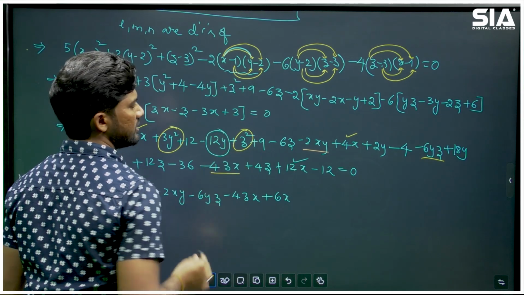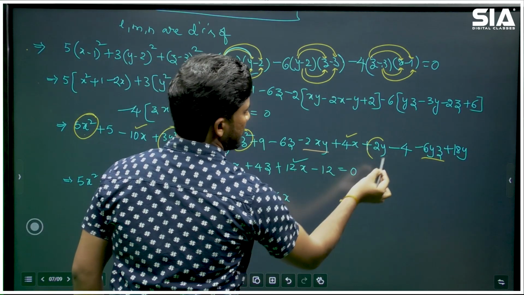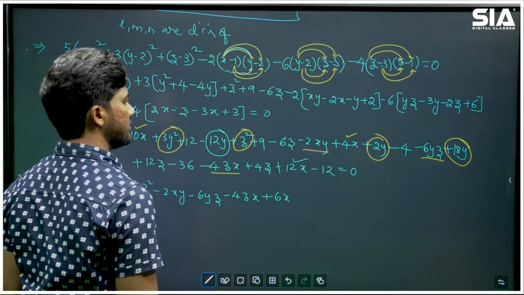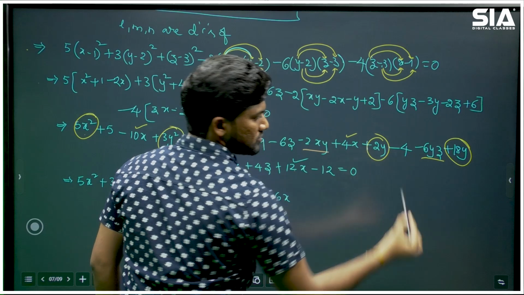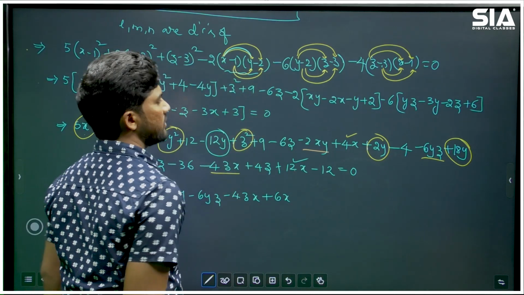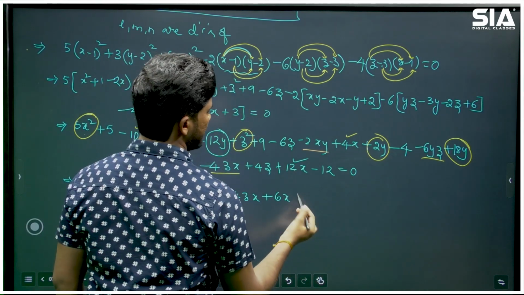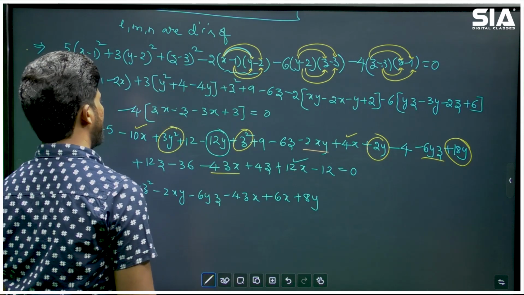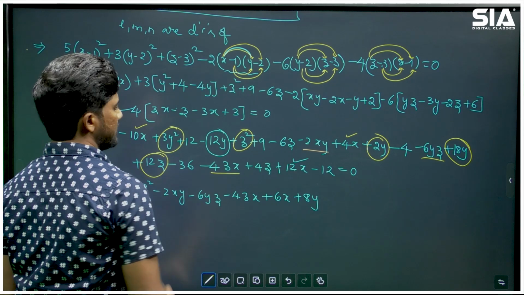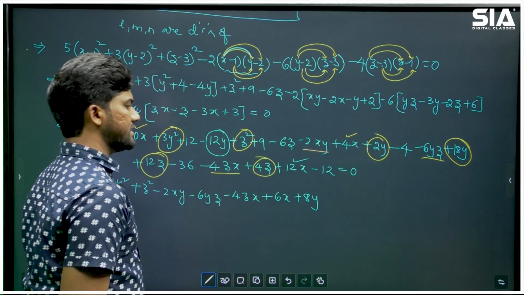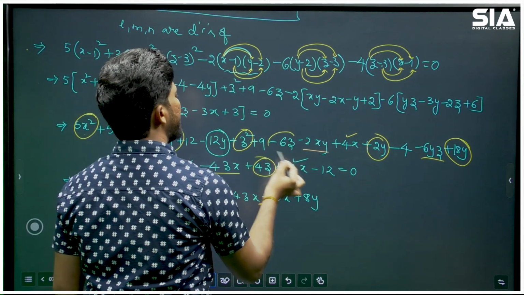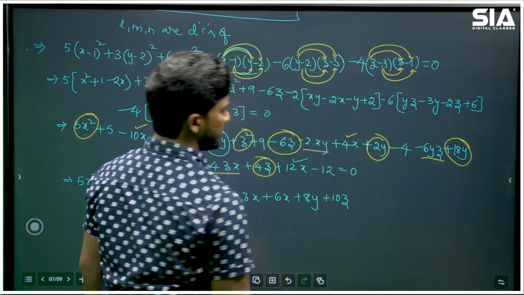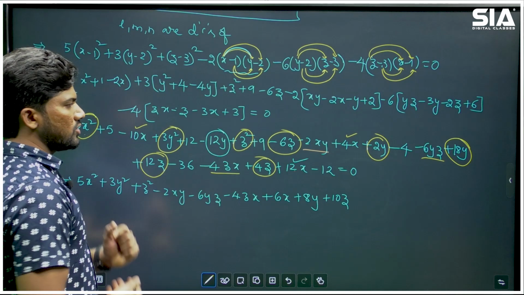Next, minus 12y. Here you have minus 12y and plus 2y and plus 18y. 18 plus 2 is 20, 20 minus 12 means you will get 8y. So plus 8y. After 8y, the z value: 12z, 4z, 16z minus 6z, plus 10z.